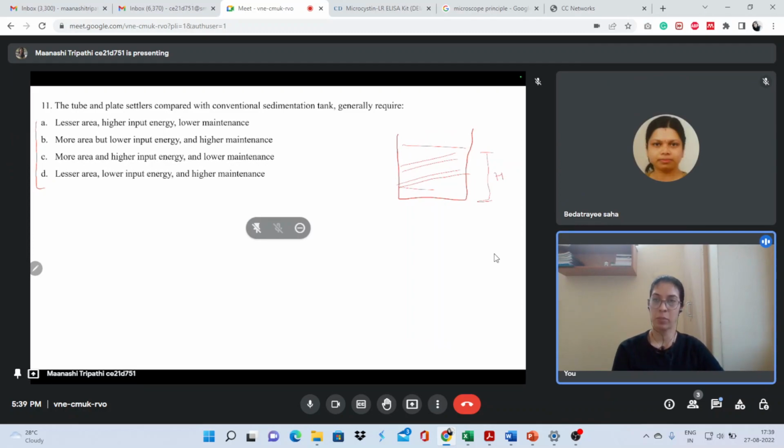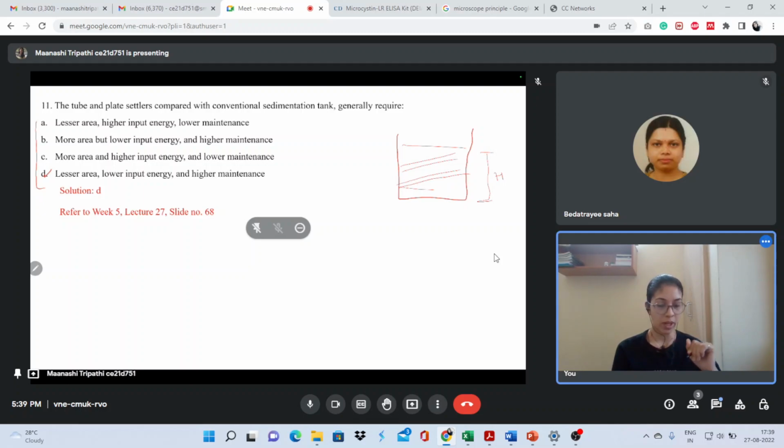Lesser area, higher input energy, lower maintenance, or more area. It's all about whether we want more area, or more input energy, or higher maintenance. What do we think tube and plate settlers will do to our conventional sedimentation tank? We'll see the solution. The solution is D. They require less area, lower input energy, and higher maintenance.